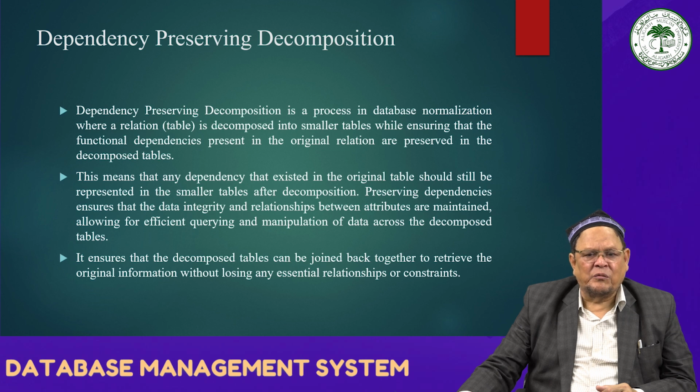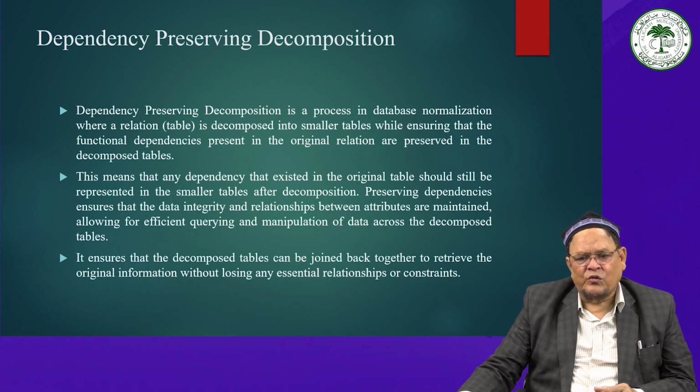Dependency preserving decomposition ensures that the decomposed tables can be joined back together to retrieve the original information without losing any essential relationship or constraint.